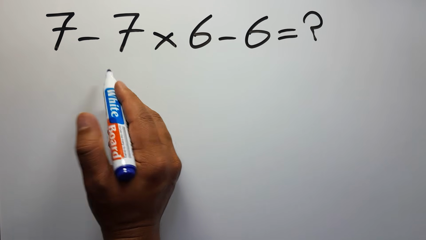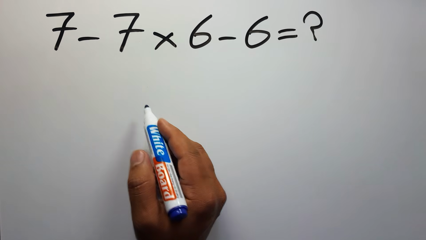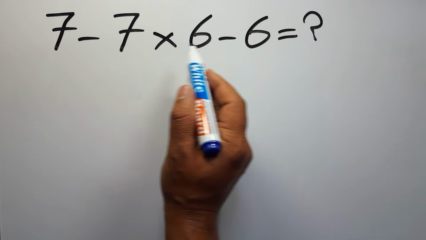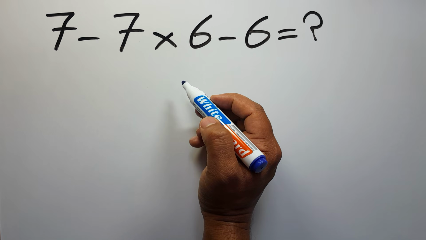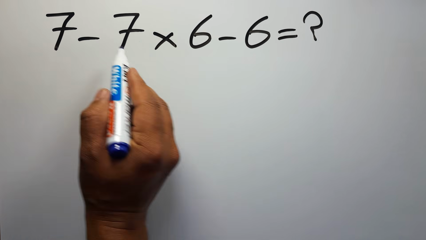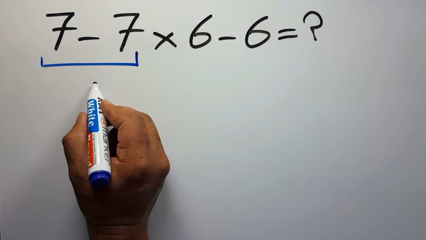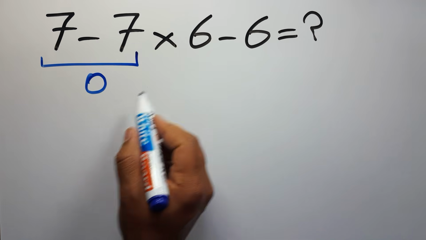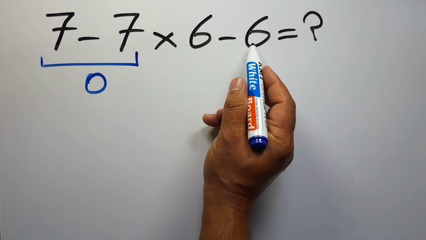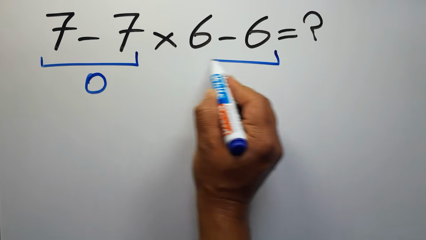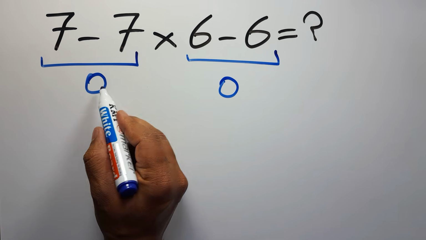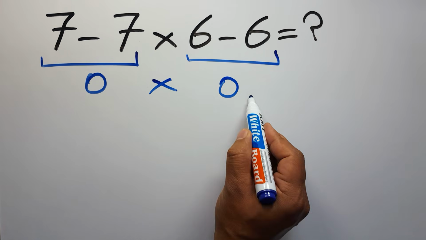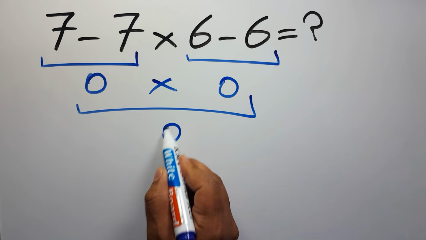In this video, we want to find the value of this expression: 7 minus 7 then times 6 minus 6. Are you ready to solve? Let's go ahead and get started. 7 minus 7 gives us 0. And here we have 6 minus 6, which again equals 0. So we have 0 times 0 is just 0.